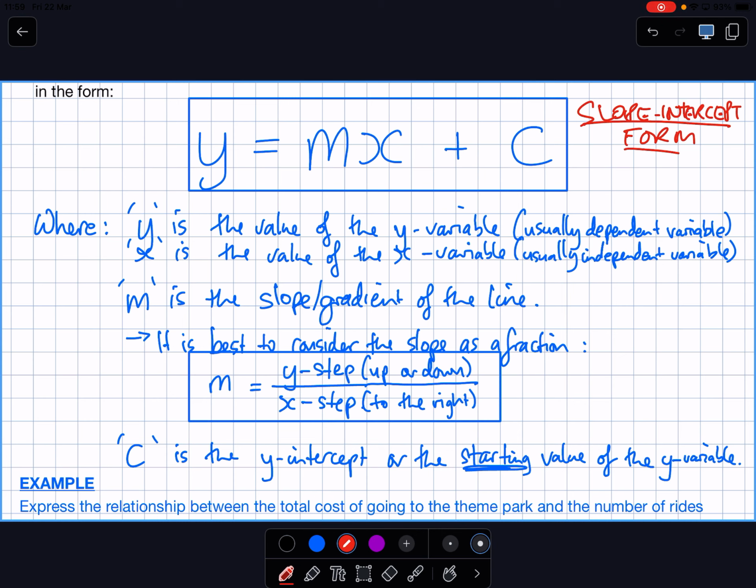What does y stand for? Y is the value of the y variable. It's usually going to be the dependent variable. X is the value of the x variable. It's usually the independent variable.